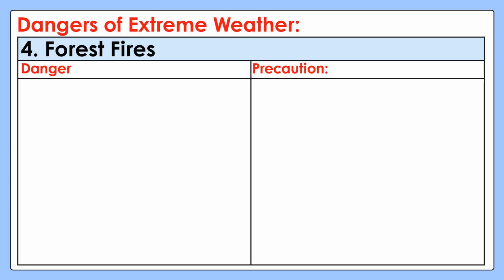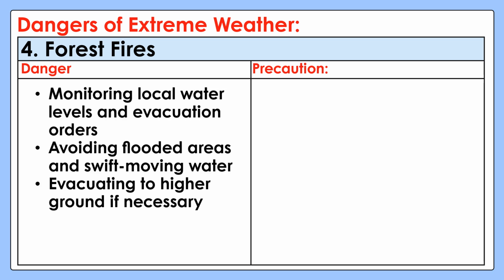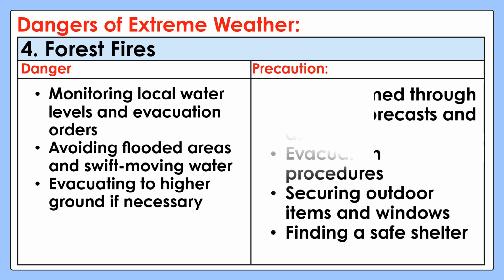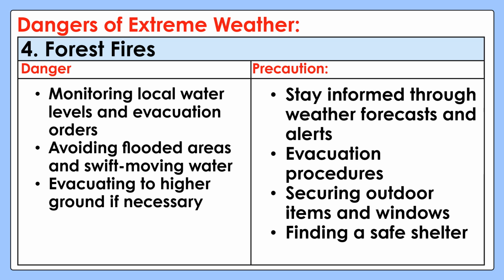Number 4, forest fires. Danger: monitoring local water levels and evacuation orders, avoiding flooded areas and swift-moving water, evacuating to higher ground if necessary. Precaution: stay informed through weather forecast and alerts, evacuation procedures, securing outdoor items and windows, and finding a safe shelter.